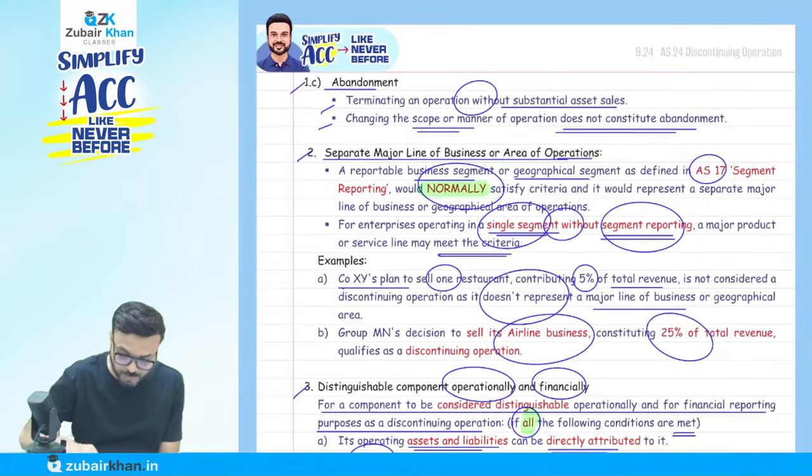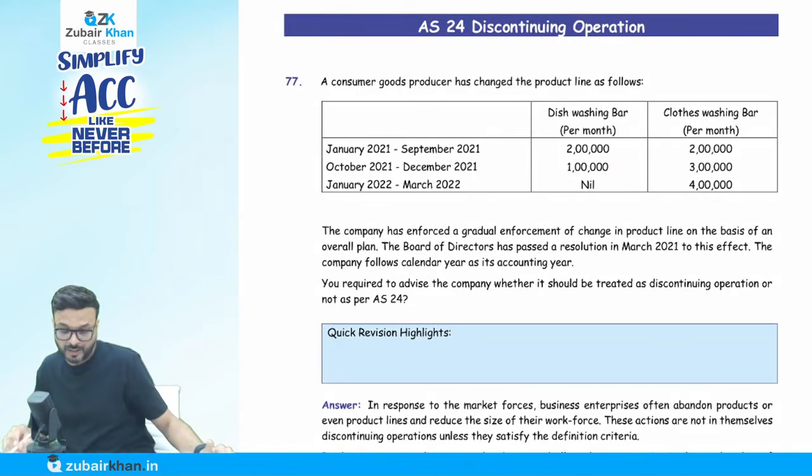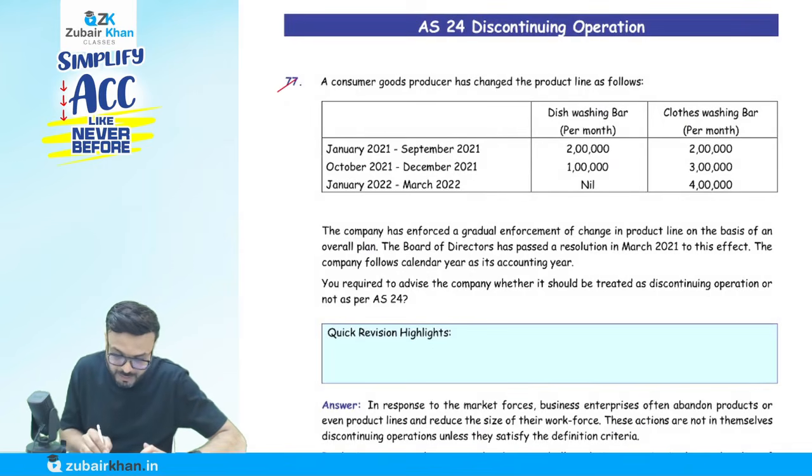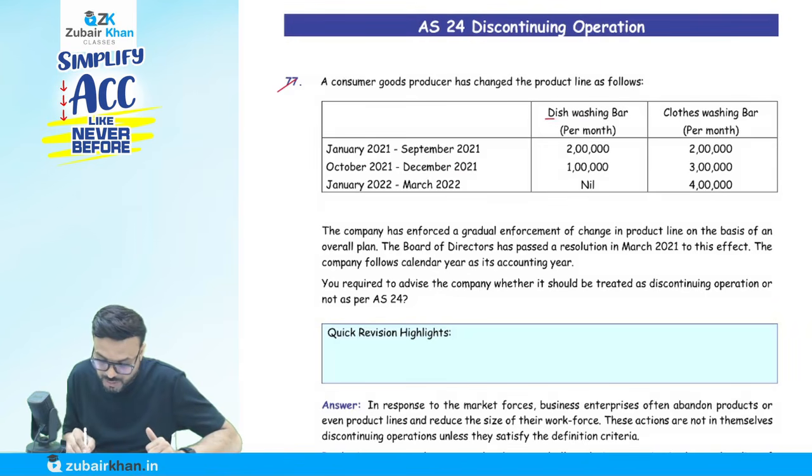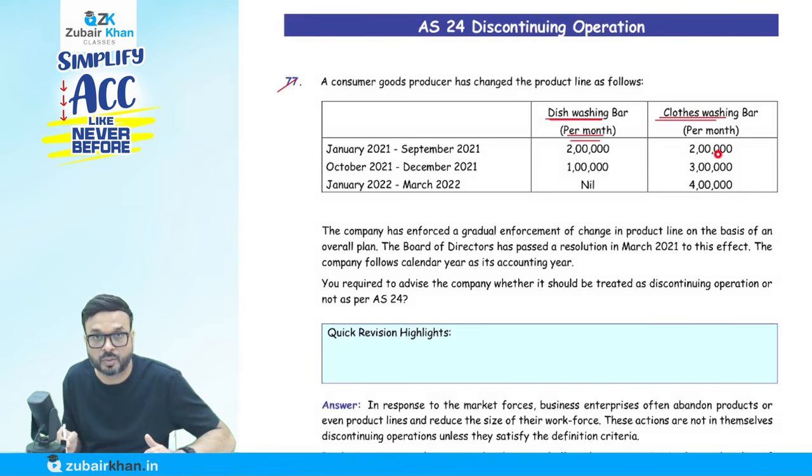Now here comes the Super 100 question, question number 77. It says a consumer goods producer has changed the product line as follows. From January 21 to September 21, they produced dishwashing bars and cloth washing bars, 2 lakh per month of both. It was common from January to September, 2 lakh. Now October to December, it was 1 lakh here, so it decreased from 2 lakh to 1 lakh. Here it is increasing, from 2 to 3. In January 22 to March 22 it is 0 here, and it is still increased from 3 to 4.